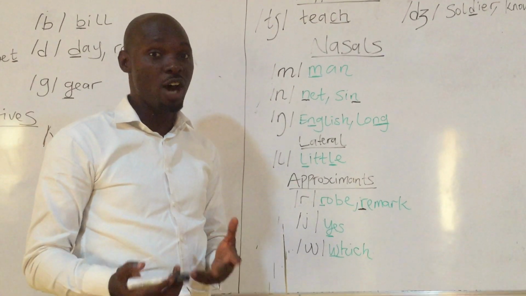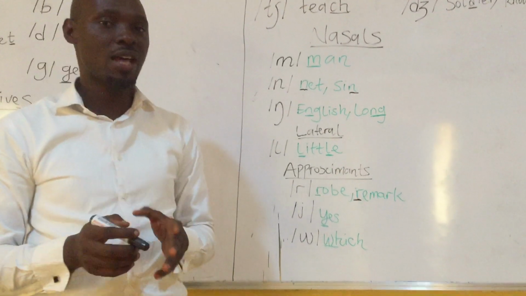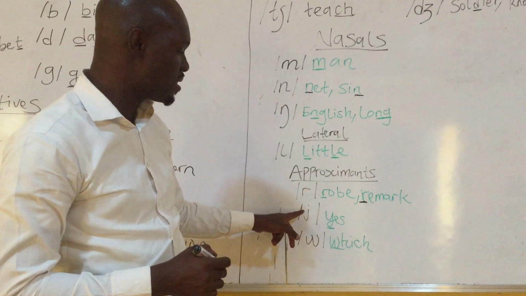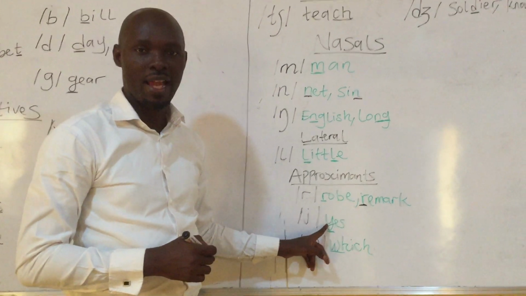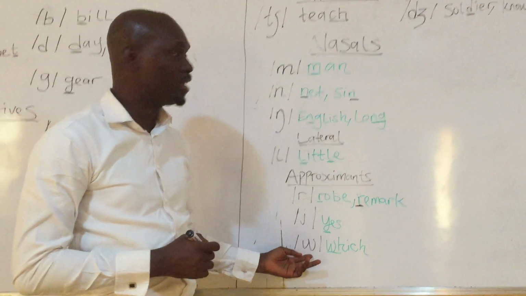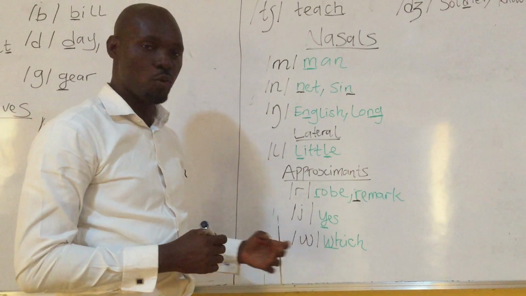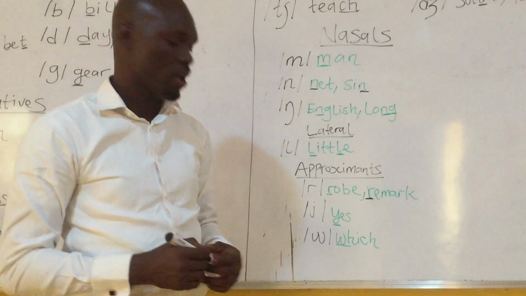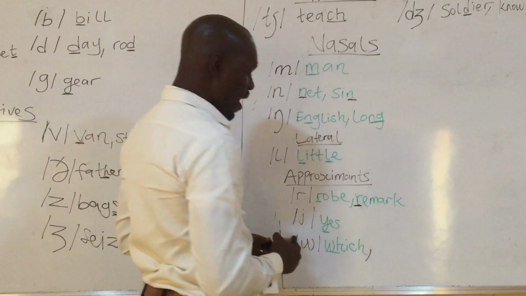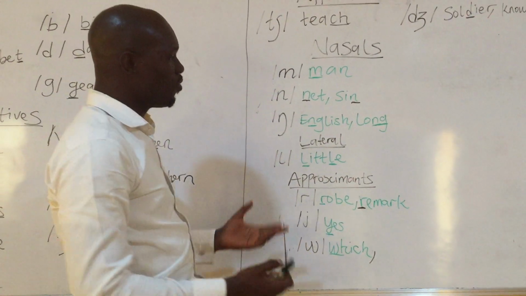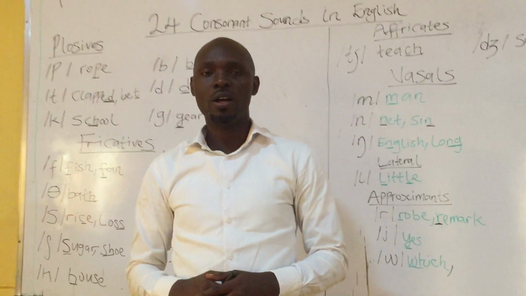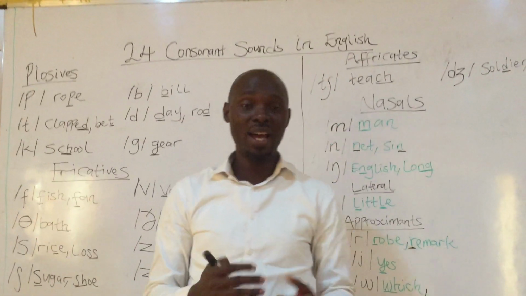It looks like a vowel sound, but it is not a vowel sound. It is pronounced as y, and you can find the sound in the word yes. Then the final consonant sound in English language we have here is pronounced as w, and you can find it in the word which. So we have come to the end of all the 24 consonant sounds we have in English language.